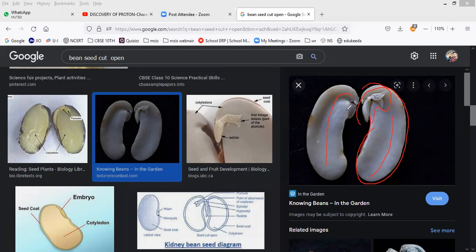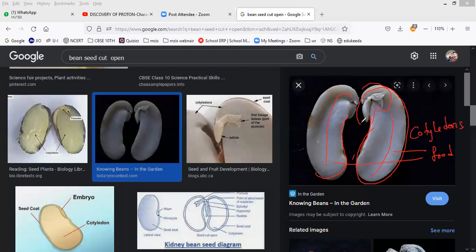So this external body part, this is the most important, guys. A question will be asked. This external body part contains food, and the name of this one is called cotyledons. What do we call it? Cotyledons we used to say. So please note it down.